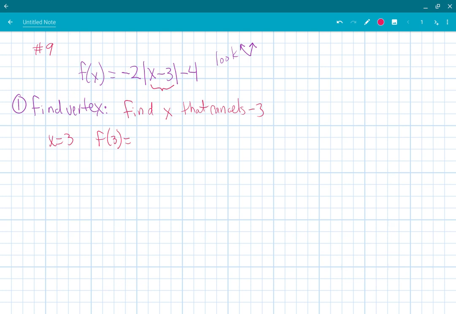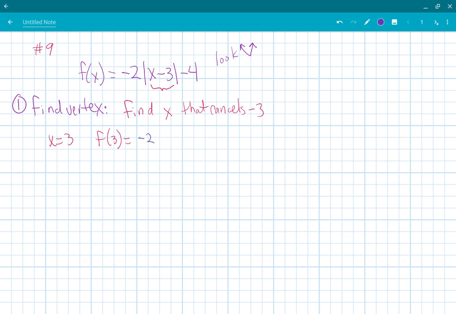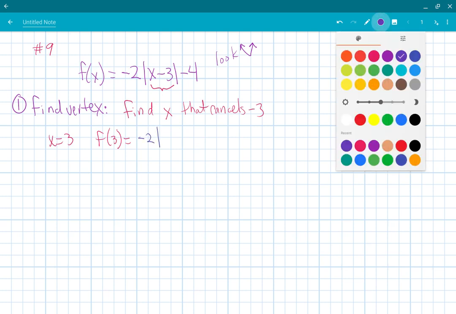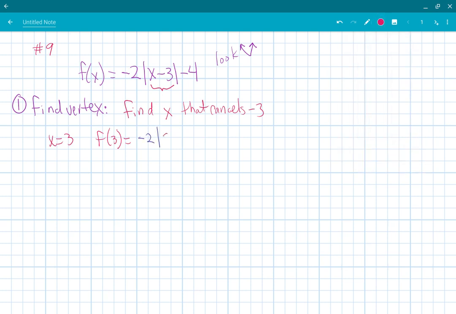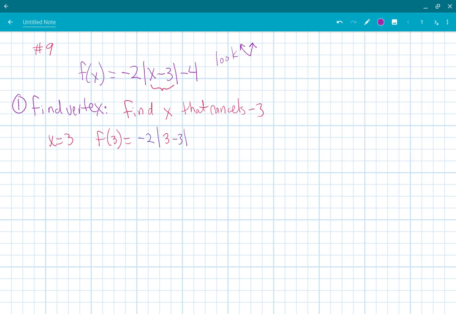So we're going to do -2 times the absolute value of 3 minus 3, minus 4. Now, you know what's going to happen because that's why you picked 3, right? This would be -2 times 0. So it'll be 0. So that means the y is -4. So that's our vertex. 3 comma -4.